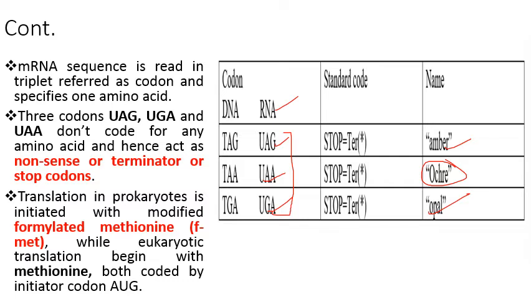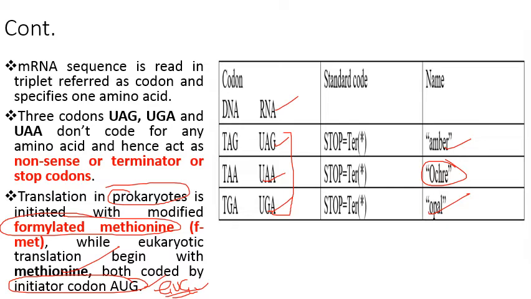Then there is a difference in the translation process in prokaryotes and eukaryotes. In case of prokaryotes, the first amino acid that is coded by AUG is formylated, that is formylated methionine, while in case of eukaryotic translation there is simple methionine, there is no need of formylation. In both cases, that is in prokaryotes as well as eukaryotes, this amino acid is coded by the initiator codon, that is AUG. So AUG acts as an initiator codon. In some cases there is another codon known as GUG that also acts as an initiator.